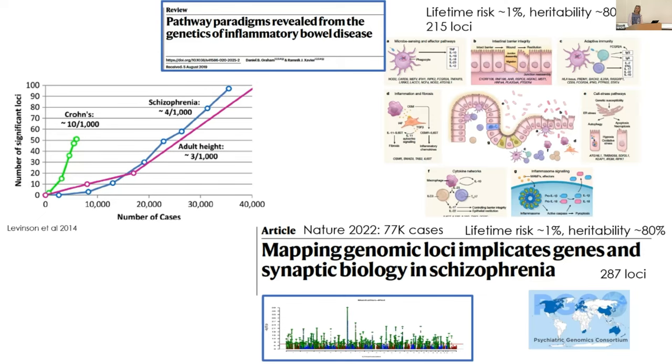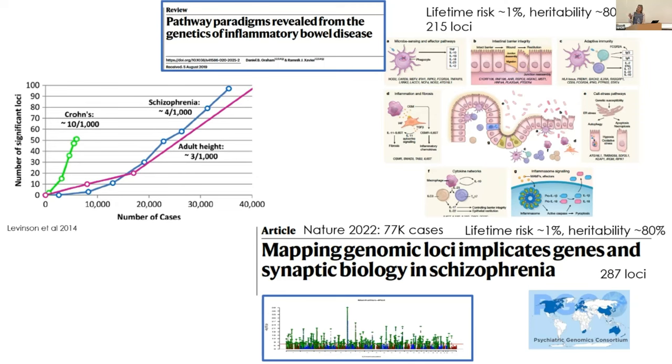the graph on the left-hand side is the old way that we used to look at genetic architecture. On the x-axis, we've got number of cases, the y-axis, the number of associations. And here contrasting Crohn's disease and schizophrenia, both of which are relatively uncommon, 0.5% to 1%, both of which have relatively similar architecture, about 80% heritability, but we identified variants for Crohn's disease with much smaller sample sizes than for schizophrenia.